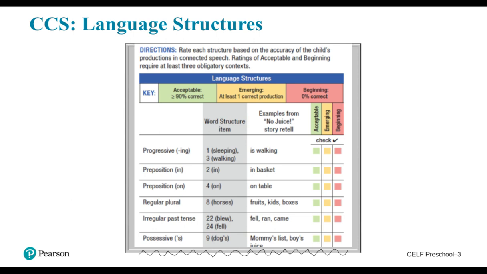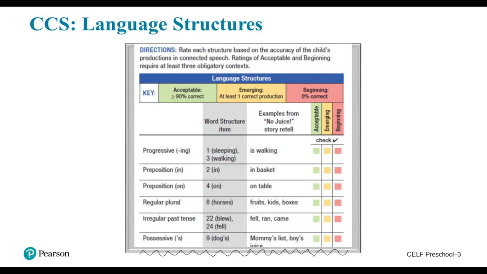Here is the language structures table. Use the language structures table in the record form that includes an adapted list of Brown's grammatical morphemes and other structures to rate the child's level of mastery as acceptable, emerging, or beginning for each structure listed. Acceptable use of a language structure indicates that the child uses the language structure at a mastery level of 90 to 100% accuracy.